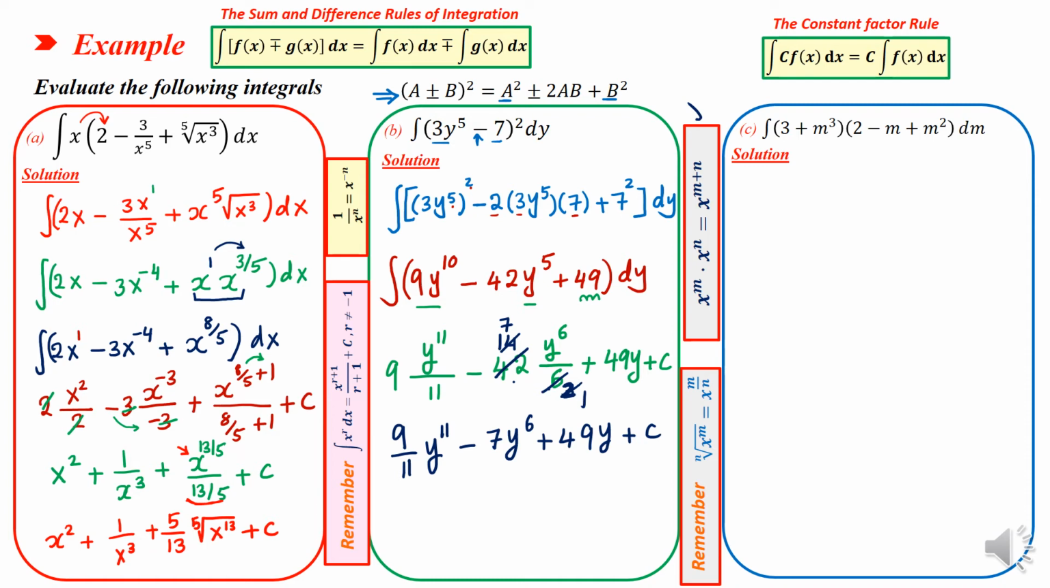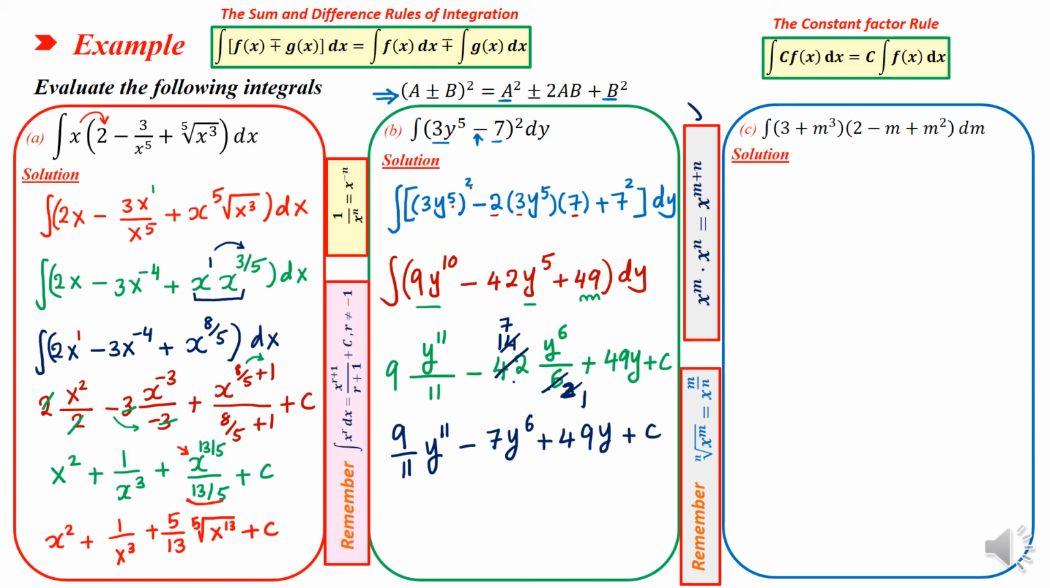Now in part C we have two polynomials. The first one is a binomial and the second one is a trinomial, and you have to multiply these two brackets to modify the function inside. Then you can start the evaluation of, or evaluate the integral.